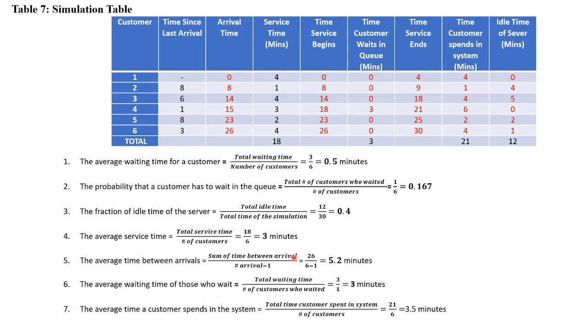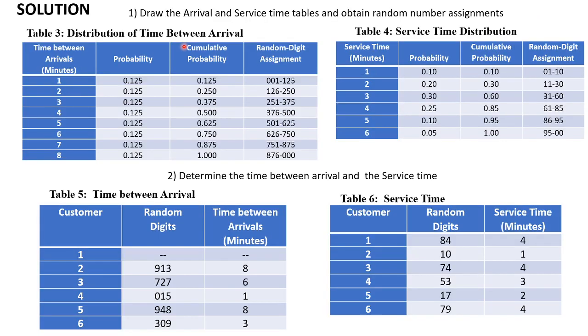Okay, so first we draw this table. We have the column for customers, so we have customers 1, 2, 3, 4, 5, 6. Then we have the time since last arrival, where we have the information over here. So this is the time between arrival.